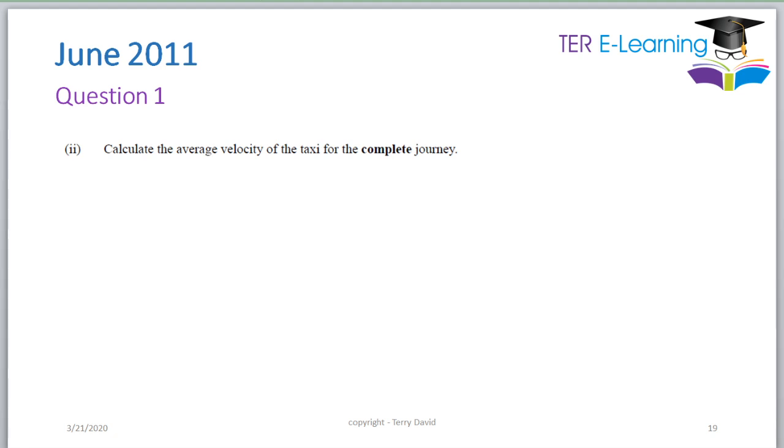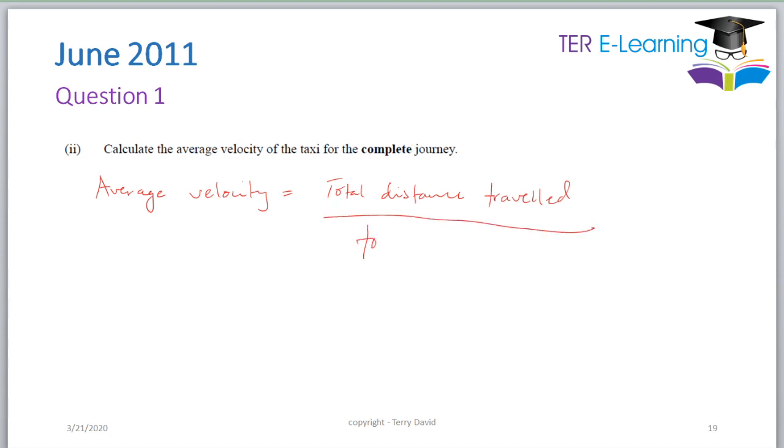The next thing they want is the average velocity of the taxi to complete the journey. So average velocity is equal to total distance travel over total time taken. My total distance travel, we just worked that out, we got 8280. So this is 8280 divided by my total time.